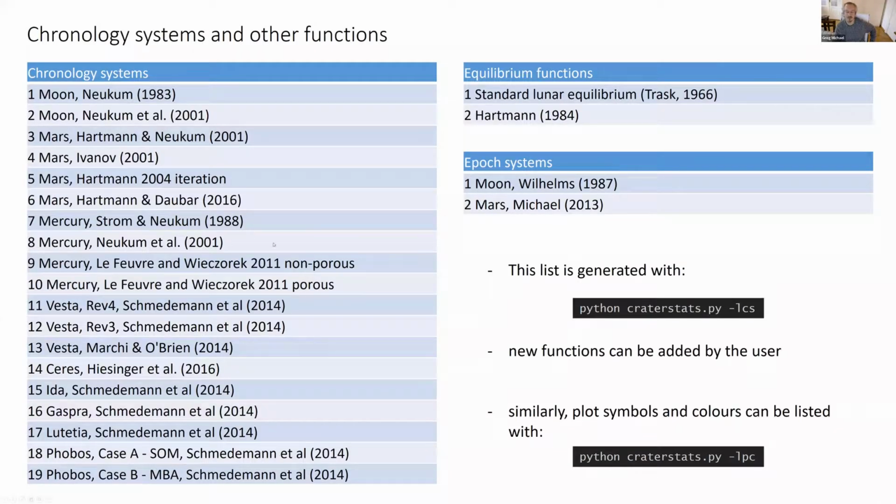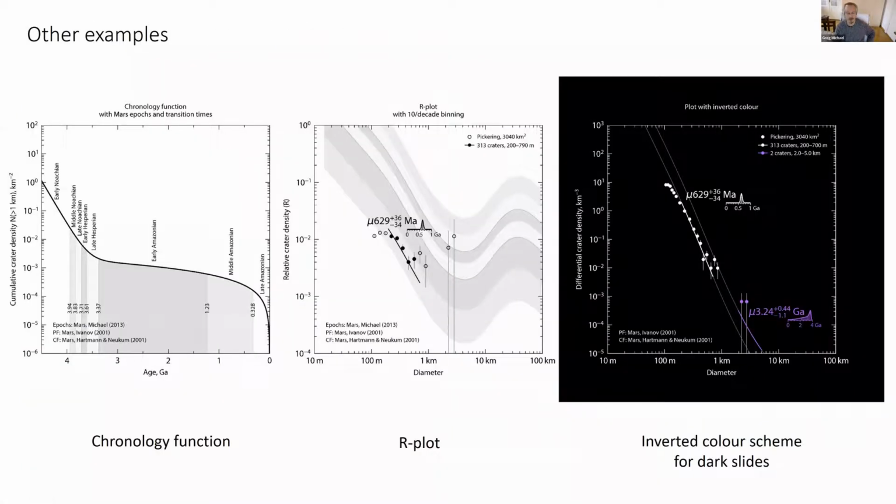And there are some functions to spit out all of the chronology systems that the software knows about. These are the ones that are in there at the moment. Some equilibrium functions that it knows about, and epoch systems that it knows about. You can also add new functions of your own, of course. If you're developing new chronology systems, you can put your own in. And it will also list all the different color options and plot symbol options and that kind of stuff.